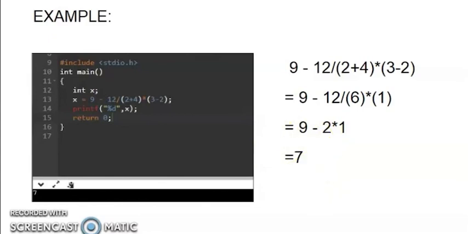So, I hope data types, operators, and operator precedence is clear. Thank you.